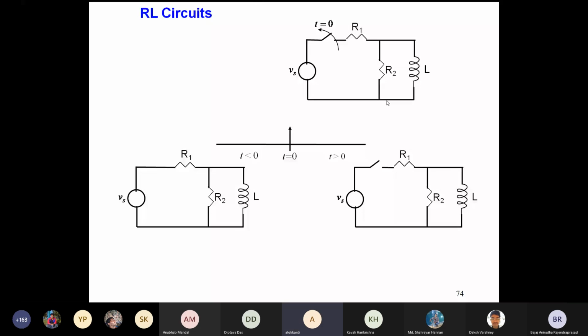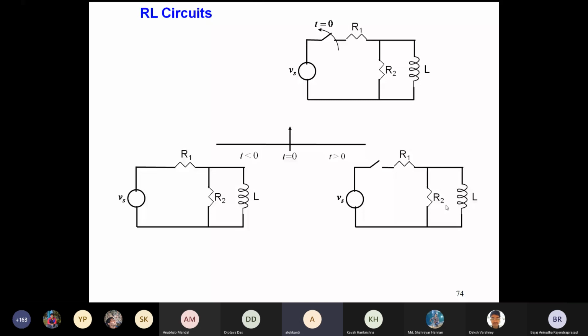Once we have a switch like this, we have to find out the different ways the circuit gets modified. For t less than 0, you have this type of circuit, with the voltage source in the circuit. For t greater than 0, the switch is open. The voltage source is not connected in the circuit, and you only have R1, R2 and RL in the circuit. Now we have an L here. Earlier we did not have L; earlier we had pure resistances.